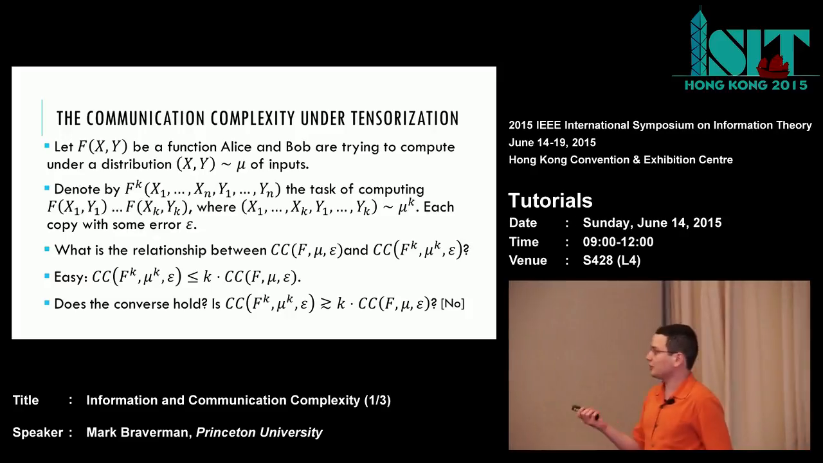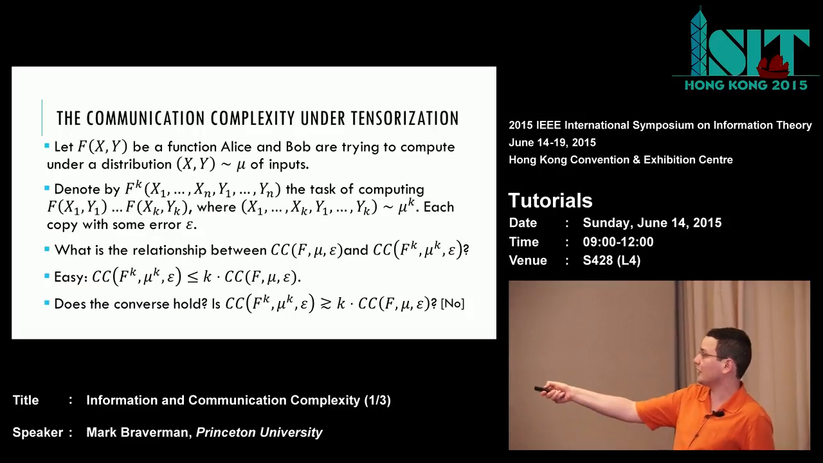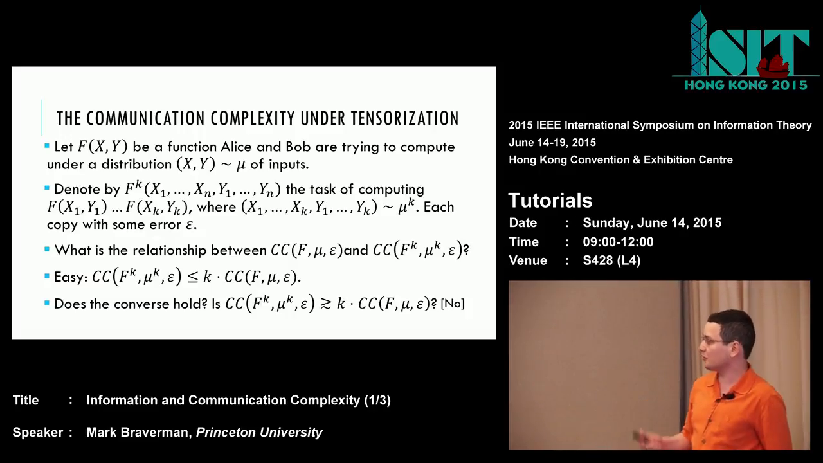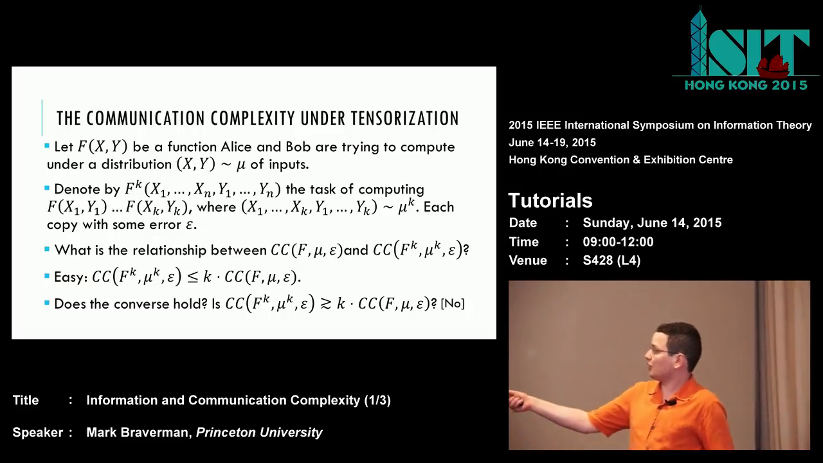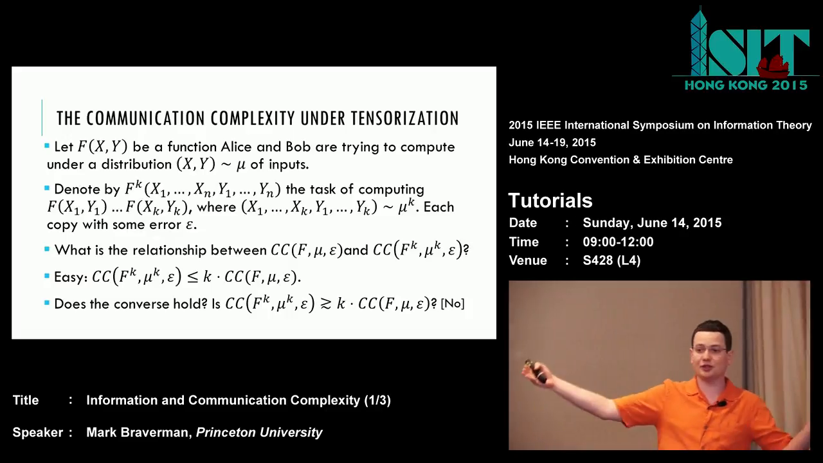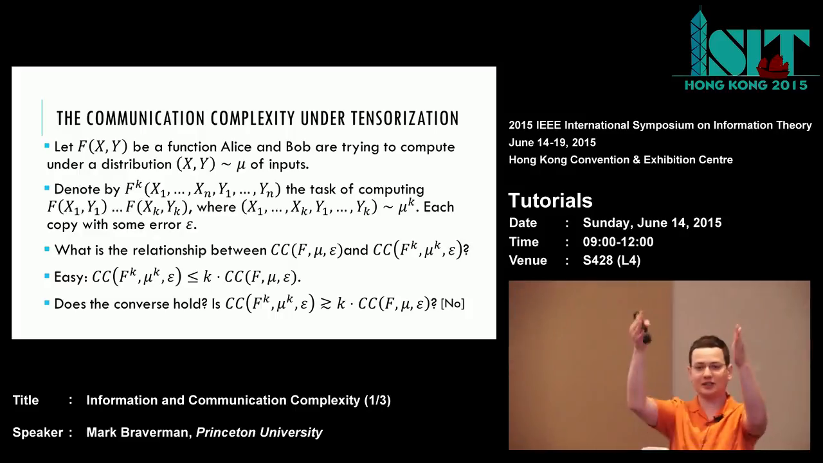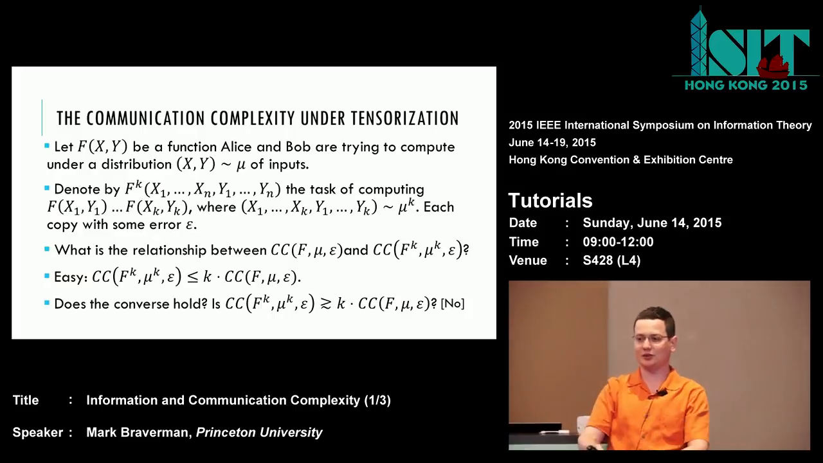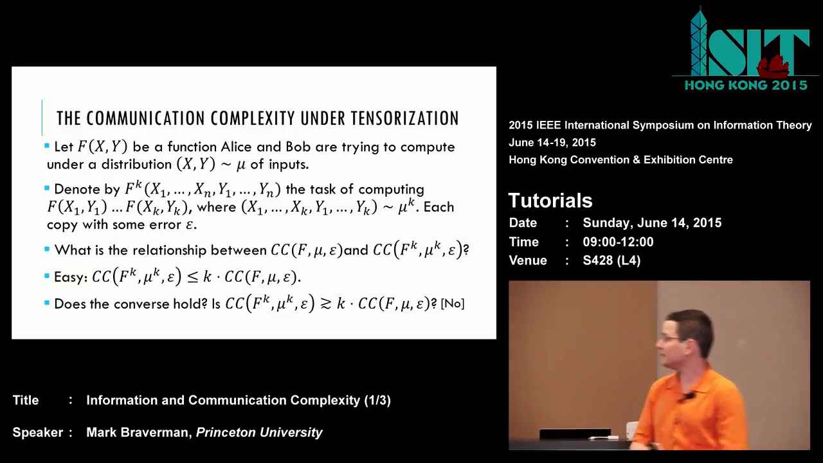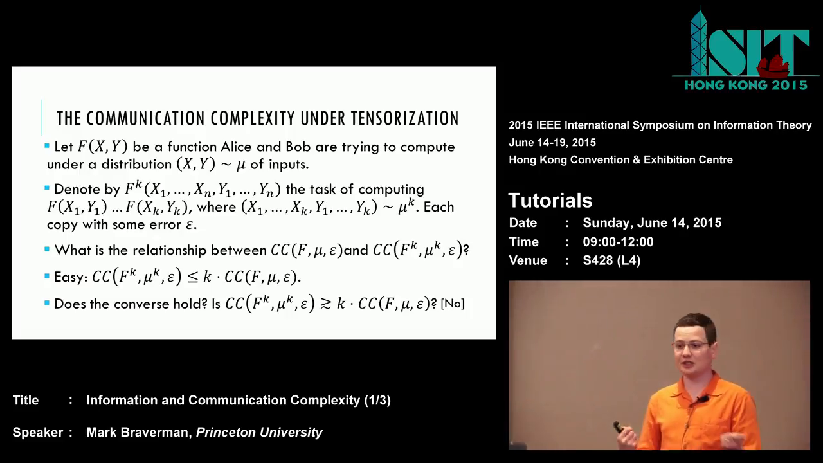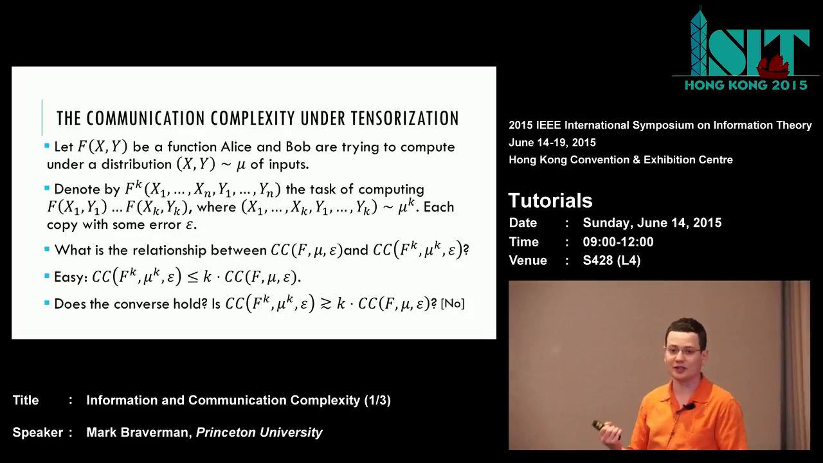So let's talk about communication complexity under tensorization, so under taking many copies of a problem. We have a function f with inputs distributed according to some distribution mu. Let's denote by f^k the k-repetition of f. So now, instead of getting one instance x, y, you get k independent instances x1, y1 through xk, yk, distributed according to, say, mu^k. We want to solve each copy with error epsilon. What is the relationship between the cost of one copy and the cost of k copies?